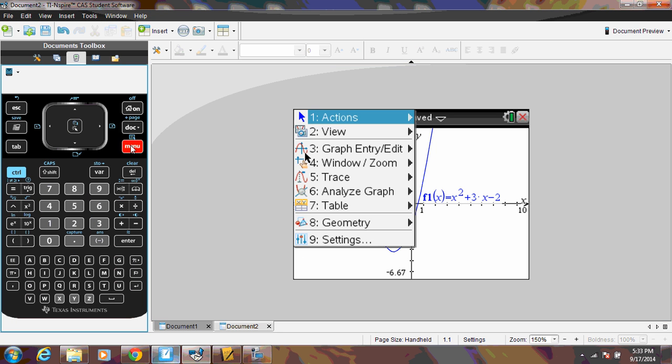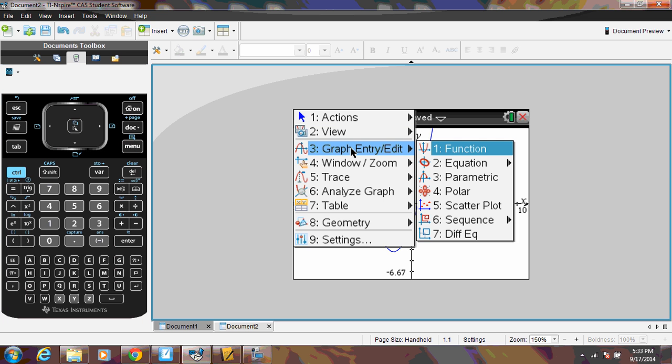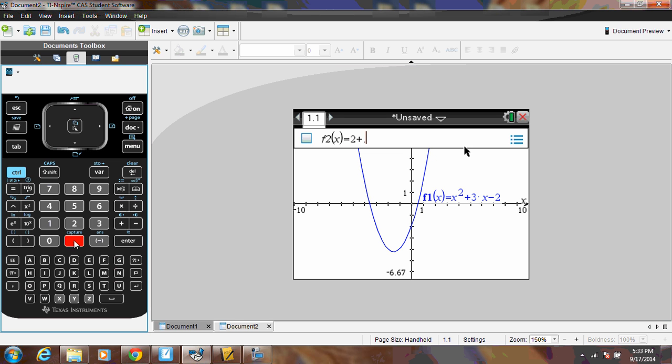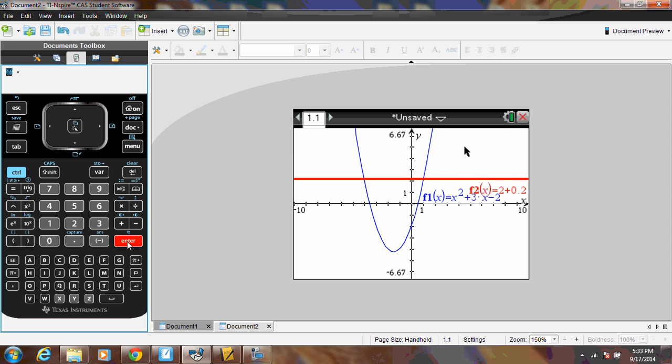So menu, graph entry, add another graph function. And so I'll take 2 plus 0.2. Enter, and you can see it has drawn my upper bound, my horizontal line, a little bit above my 2. I also learned that you can press the tab button to enter a new function, so I'll go tab, save some time from going through the menu, and go to subtract 0.2, and click enter. And you'll see it's given me a graph that's a little bit below 2.